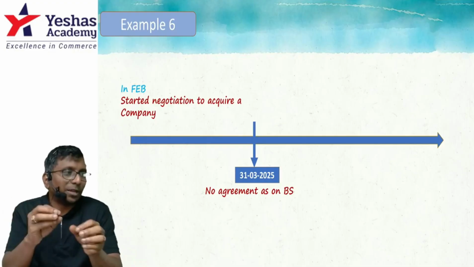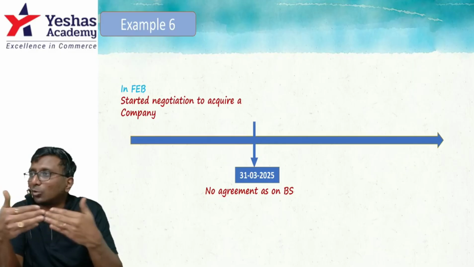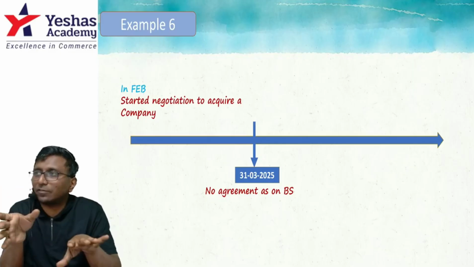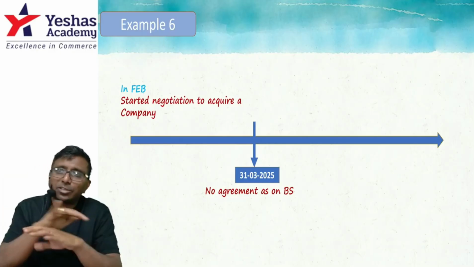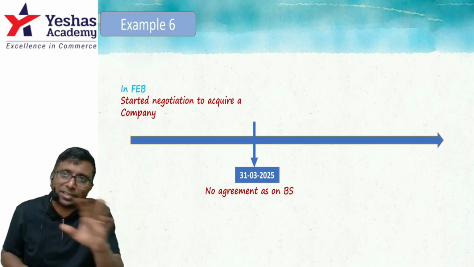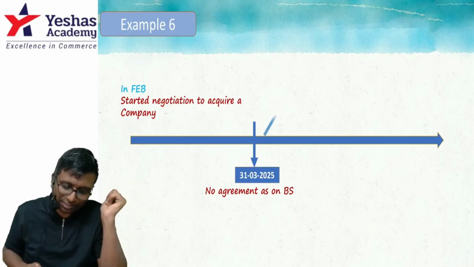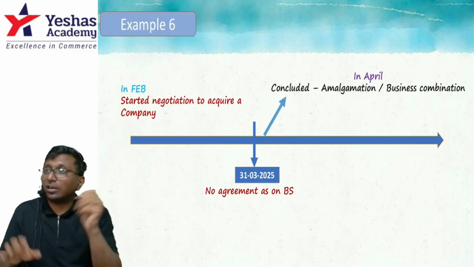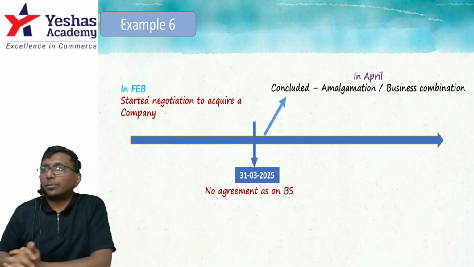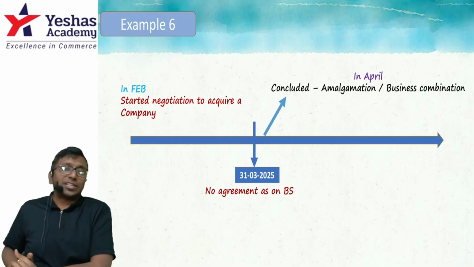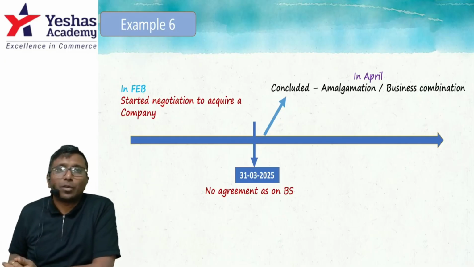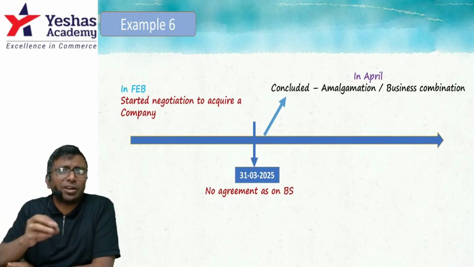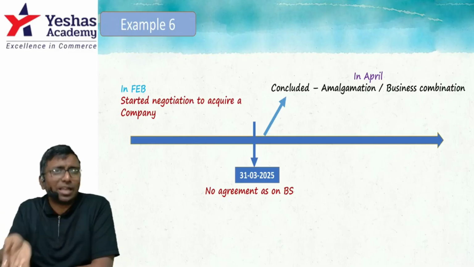Whatever it is, have you got into some agreement or conclusion? Has some deal taken place as on 31st March? I have given the information: no deal has happened. No signing. Nothing is done. No MOU. Nothing has occurred. But somehow, whatever the reason, in the month of April, we concluded the amalgamation, the business combination in Ind AS terminology. What has happened in the month of April? Yeah, correct. What did not happen yesterday can happen today.